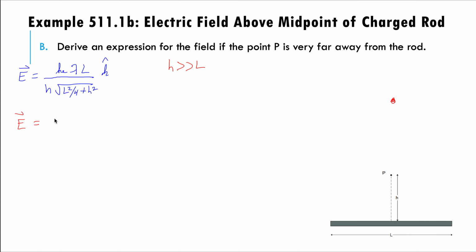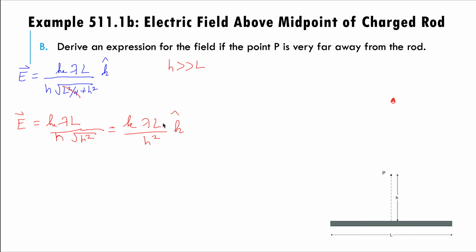So what we can do is rewrite these variables here, and then we can look in the square root here and notice that if h is much greater than L, then this L squared over 4 is going to be insignificant compared to h squared. So we're just going to have the square root of h squared in the denominator. This is going to be insignificant. So the square root of h squared is just h. So we're going to get keλL over h squared.